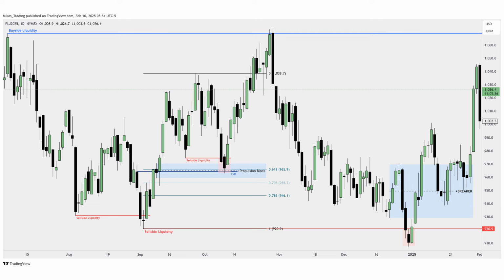Here we have the daily chart of platinum. We can again see that price trades into the 618 fib level, takes out the sell-side liquidity pool and fills in the fair value gap, as well as trades into the daily bullish order block and the propulsion block. Price again immediately explodes higher and takes out daily relative equal highs.